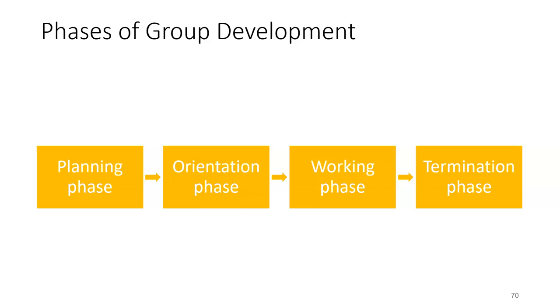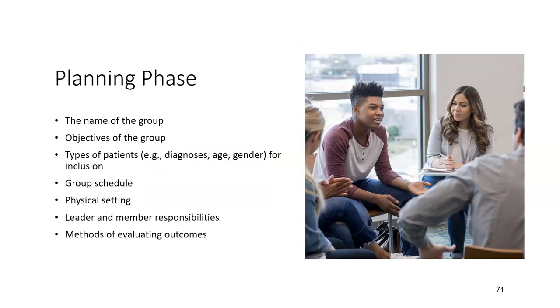So we have some phases of group development that we are going to talk about. There's four. They're very similar to the nurse-patient relationship. In the planning phase, we're going to talk about what we're going to name the group. What is the group going to accomplish? I'm going to create Miss Julie's coping skills group for nursing students. I got a name. What am I going to do? I'm going to teach nursing students coping skills.